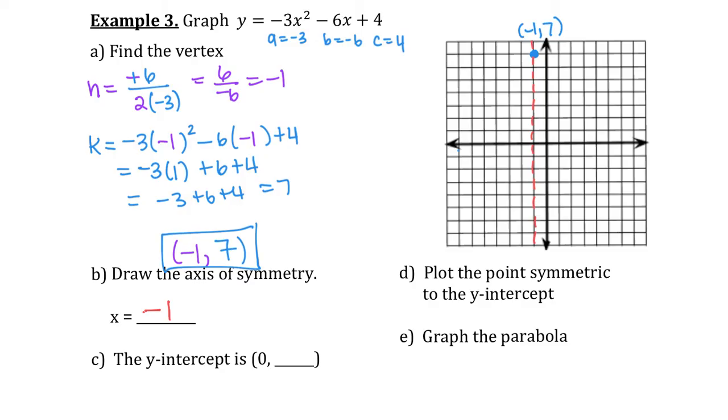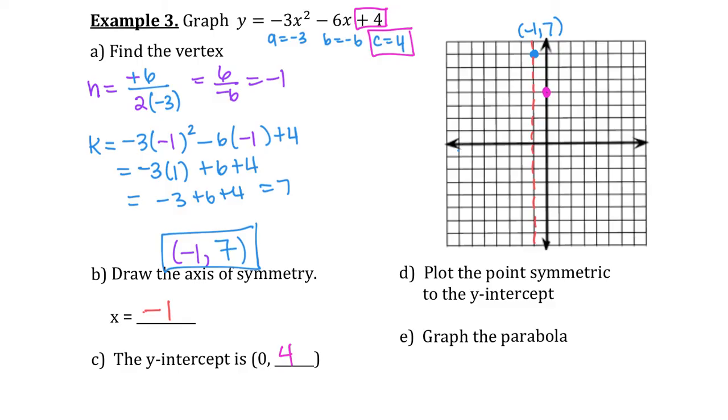Okay, the y-intercept is the c value. You can either look at the constant at the end, or you can get it from here. So the y-intercept is 0, 4. So on the y-axis, I'm going to go to 0, positive 4, which is up here. Okay, one more. I just need a third point. The third point is going to be my symmetric point to the y-intercept. So if this is on the right side of the axis of symmetry, there has to be a matching point on the left side of the axis of symmetry.